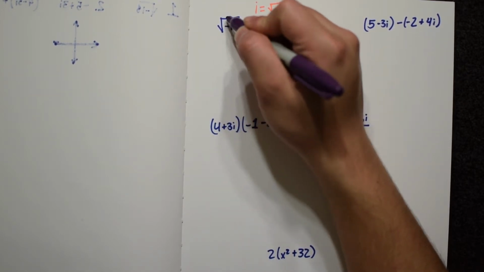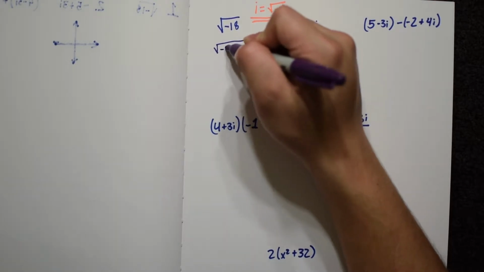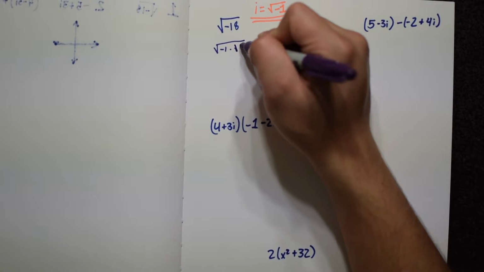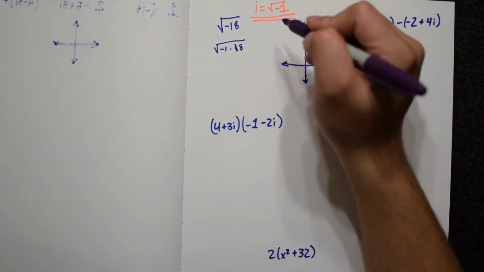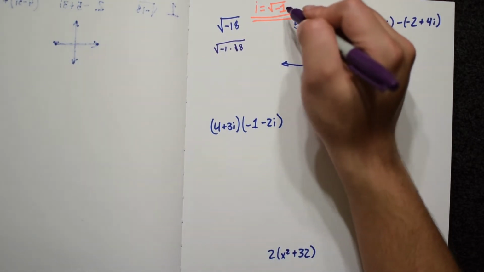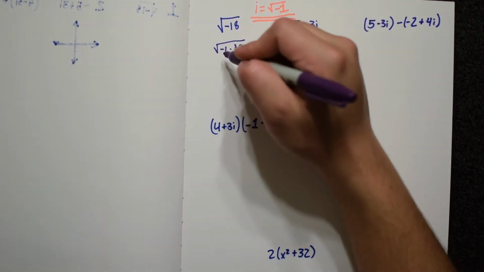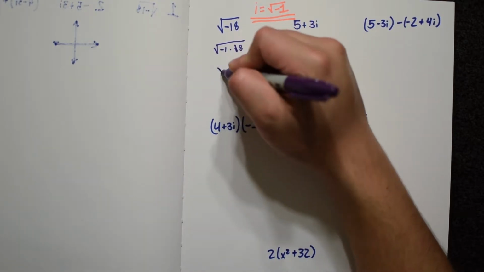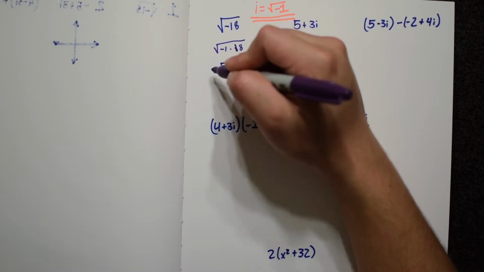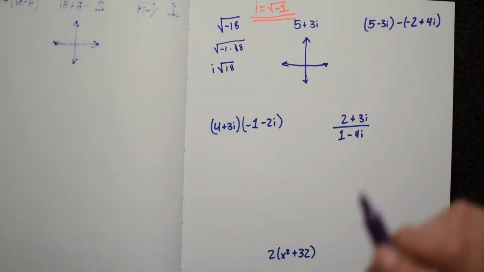This square root of -18 can actually be simplified into the square root of -1 times the square root of 18. Now, from here, we know that i is equal to the square root of -1. So the square root of -1 actually turns into i. So this is actually i times the square root of 18.